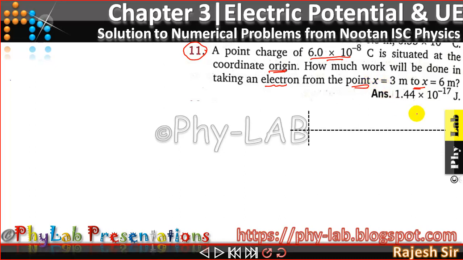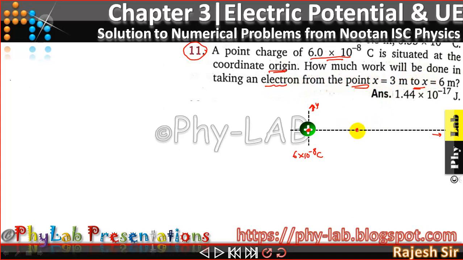This becomes my x-axis and this becomes my y-axis, and definitely then this will be my origin, and at the origin I am placing a charge. What is the charge that I have placed? I have placed a charge of 6 into 10 to the power of minus 8 coulomb, friends. Now friends, how much work will be done in taking electron from the point x is equals to 3 to x is equals to 6?